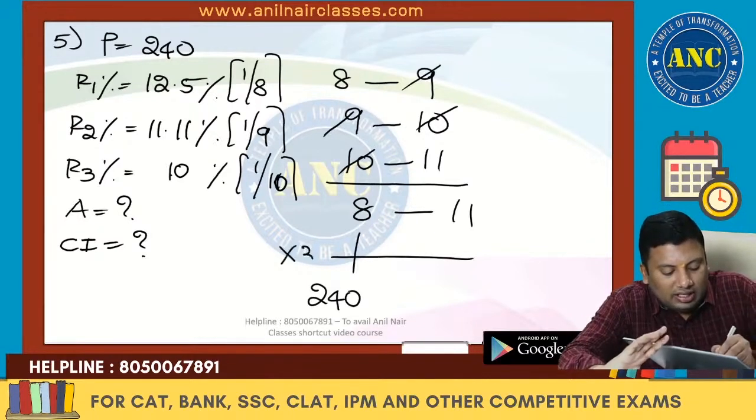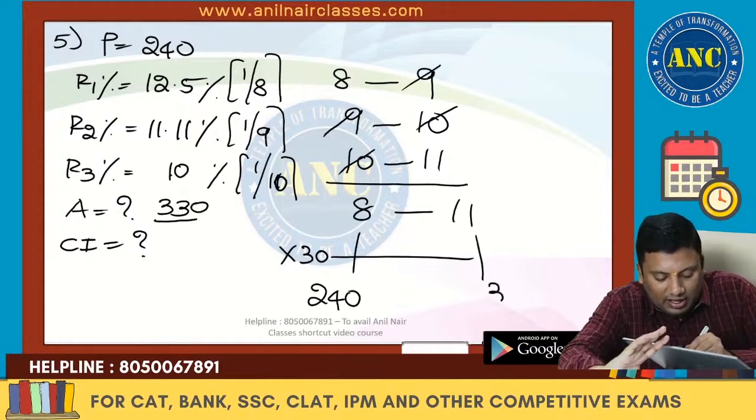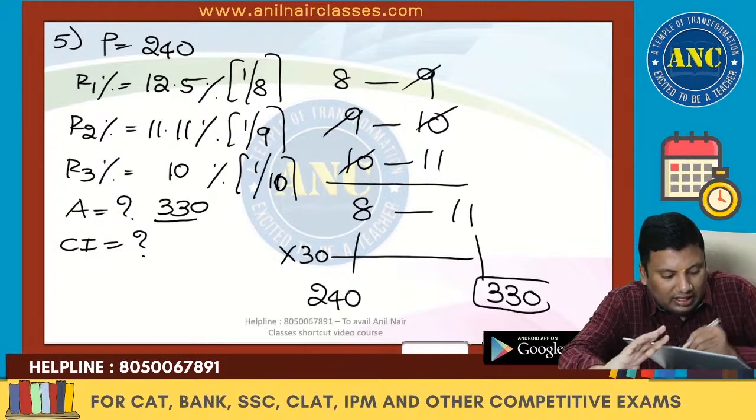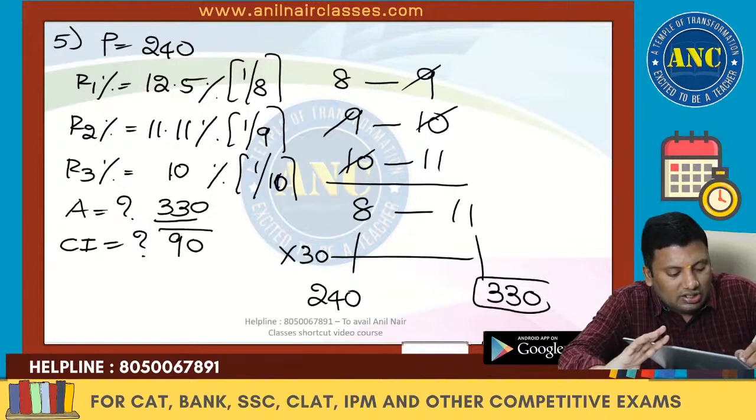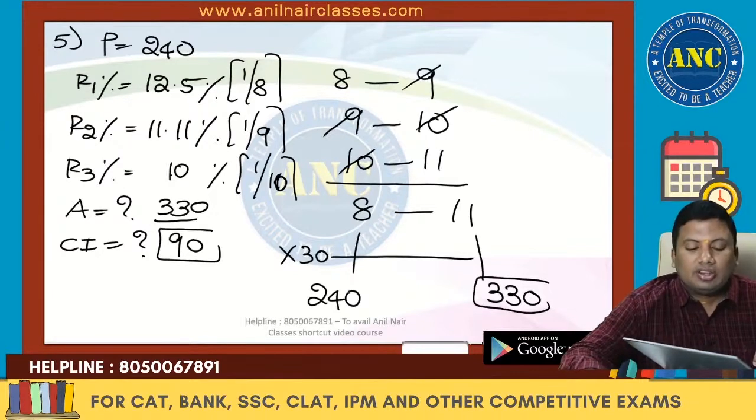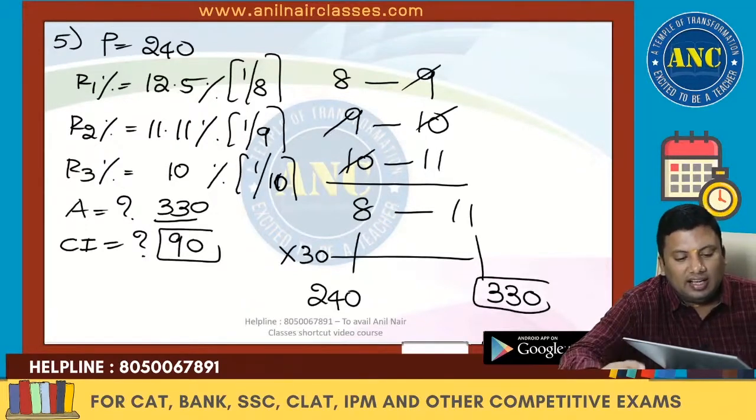8 into 30 is 240. 11 into 30 is 330. Change is nothing but 330 minus 240. Change is nothing but 90. Compound interest is nothing but 90. I hope it is clear. Next question.